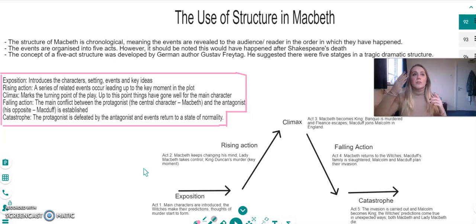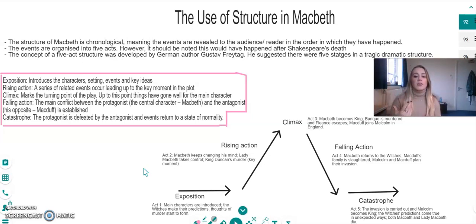Now these arrows should essentially represent how well things are going for the protagonist, so in this case Macbeth, and they also represent a sense of normality. So at the exposition, things are continuing on as normal. Nothing has changed yet. And it's at the rising action where things begin to take a change and we begin to move away from normality.